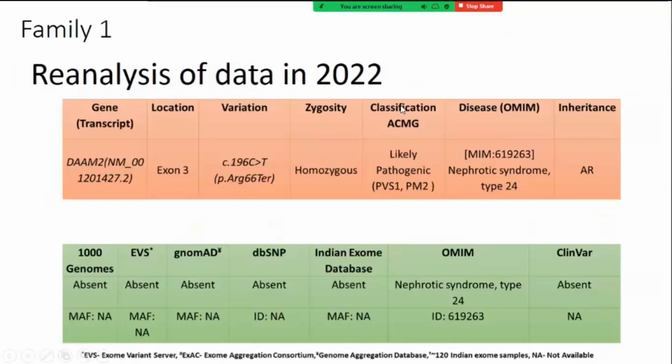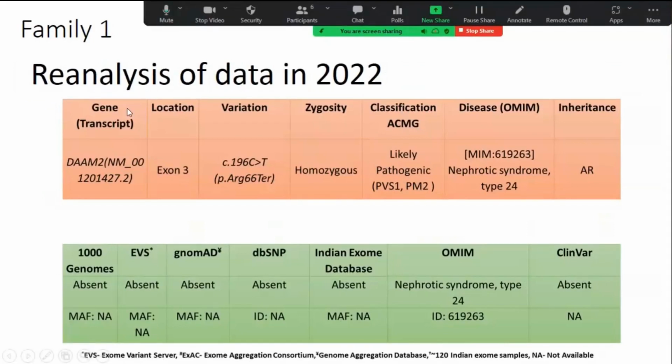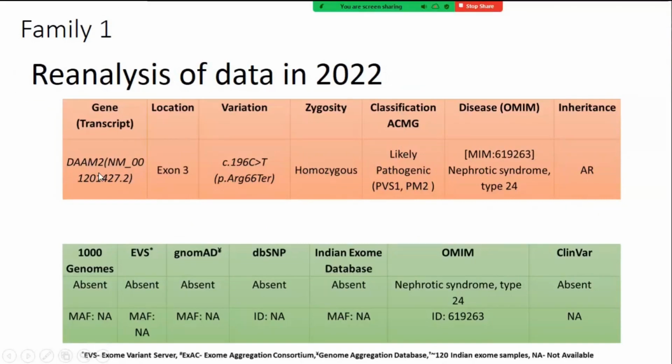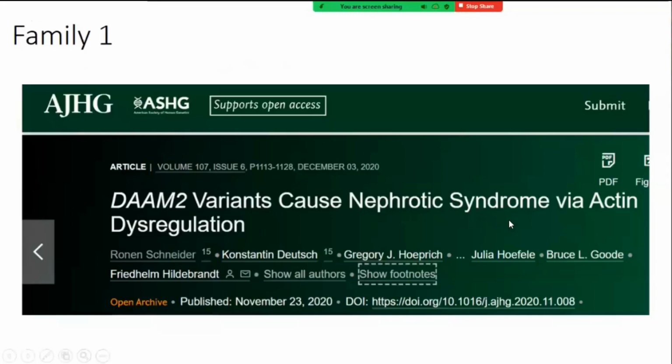They came back again in 2022 and we analyzed the same data and we found that there is a homozygous stop codon variant which is likely pathogenic in this gene. Now we were surprised why this gene was not reported by that particular laboratory in 2018 when it was already there. We just reanalyzed the data. We didn't do the exome again. And then we saw that this gene was reported to cause nephrotic syndrome in 2020. So in 2018, there was no way that the lab would have known that this gene causes nephrotic syndrome. So novel genes will change your interpretation as more information becomes available.